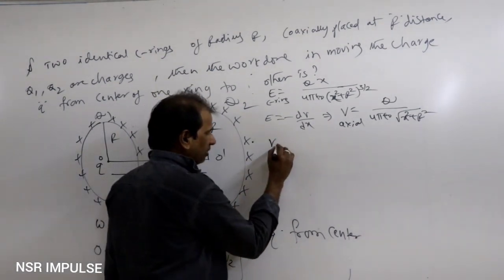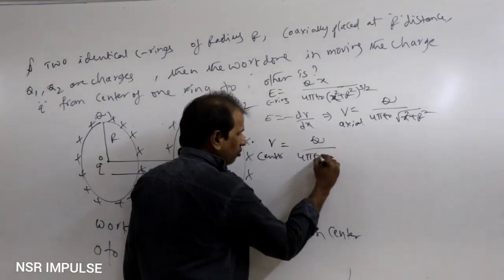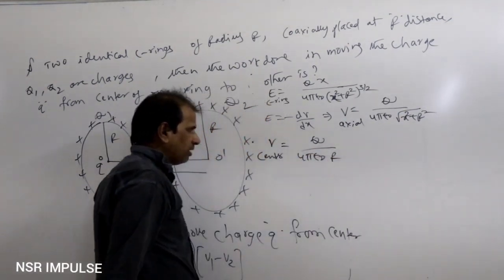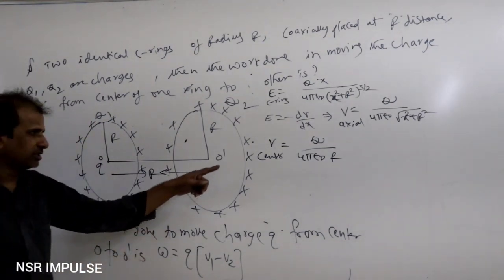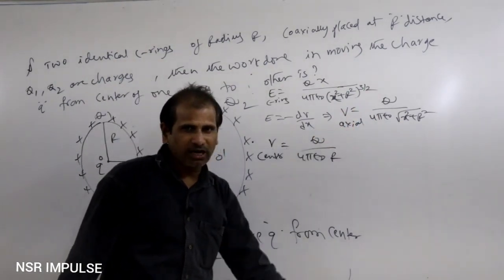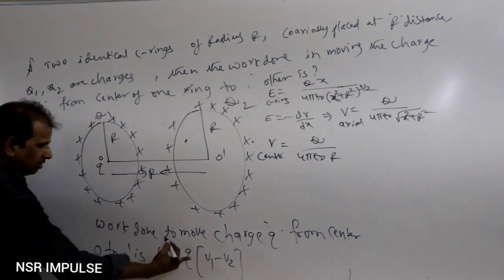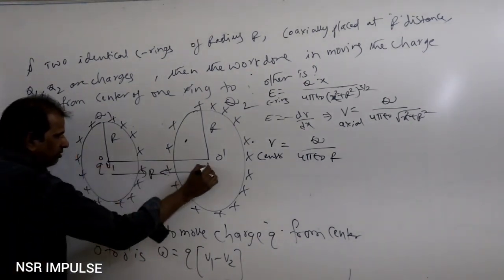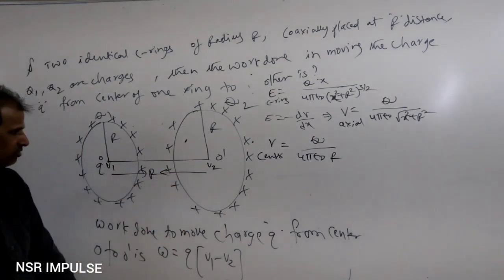At the center of the circular ring, x is zero, so the potential is Q by 4 pi epsilon naught root r square, which is equal to R. Potential at the center of a circular ring is Q by 4 pi epsilon naught R, and on the axial line the potential is Q by 4 pi epsilon naught root of (x square plus r square). So we have to find the potential at the centers, V1 and V2. After finding V1 and V2, if you substitute here, you are going to get the work done.